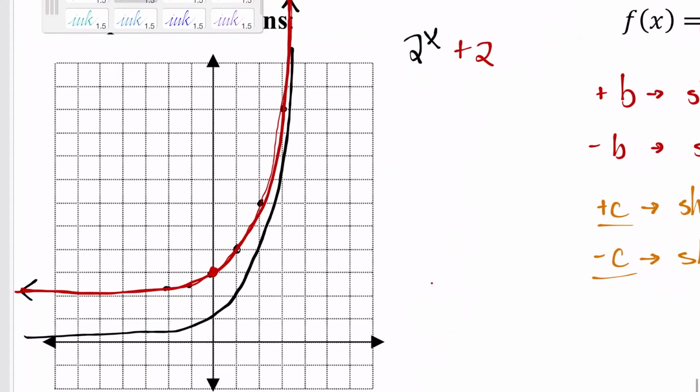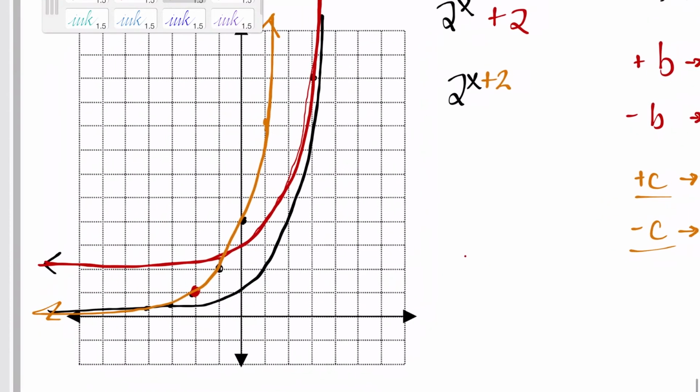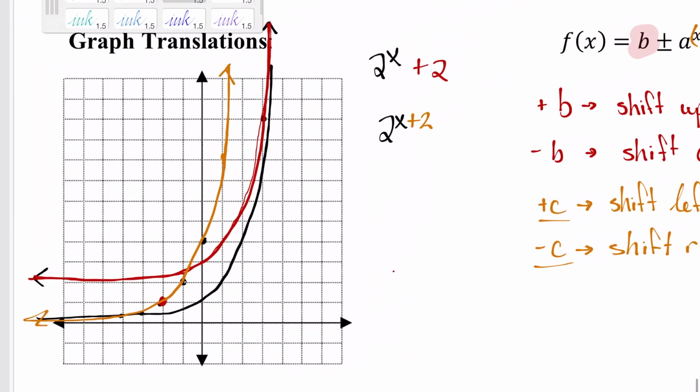It'd be a similar situation if I was adding 2 to the x instead. Just instead of messing with my y values, I'm now messing with my x because it's inside of the exponent, then I'm shifting everything to the left. So I'm taking those that were originally down here and I'm shifting them over to 2. So 1, 2. And notice I'm still approaching my 0. That hasn't changed because I haven't moved up or down. I've just moved over to the left.